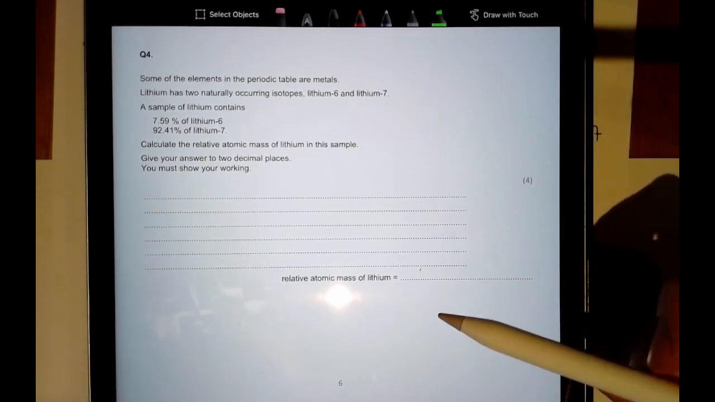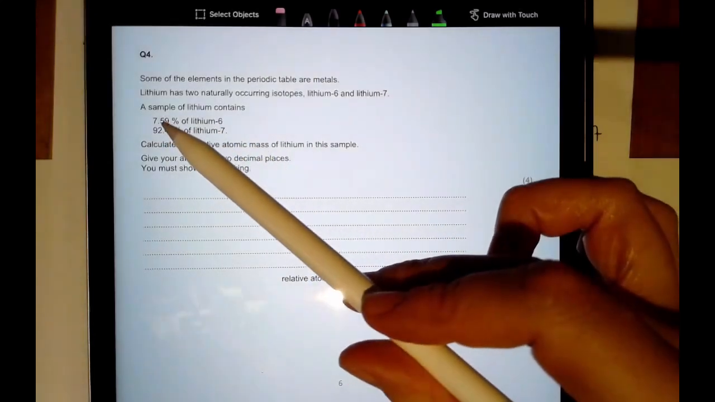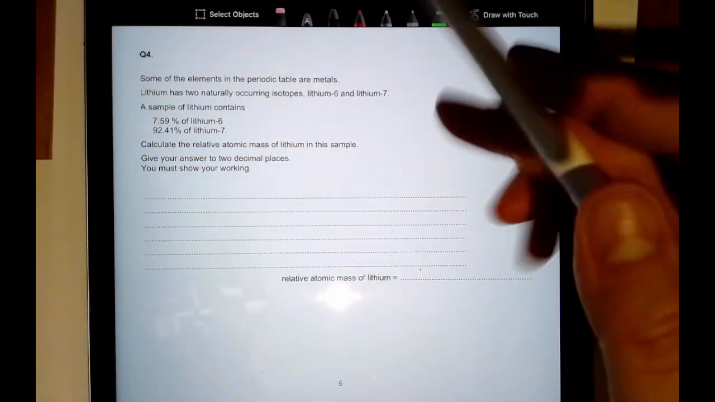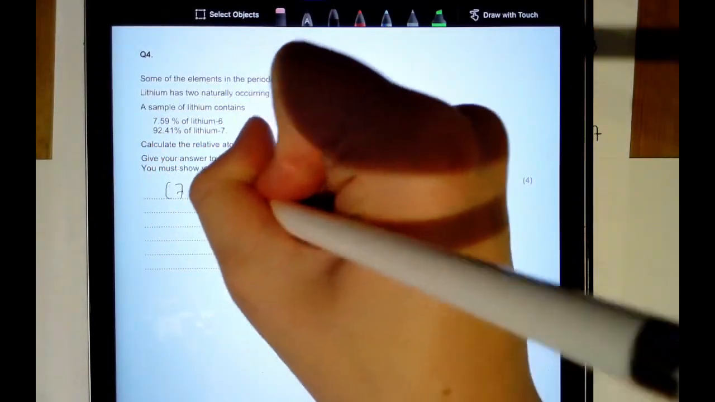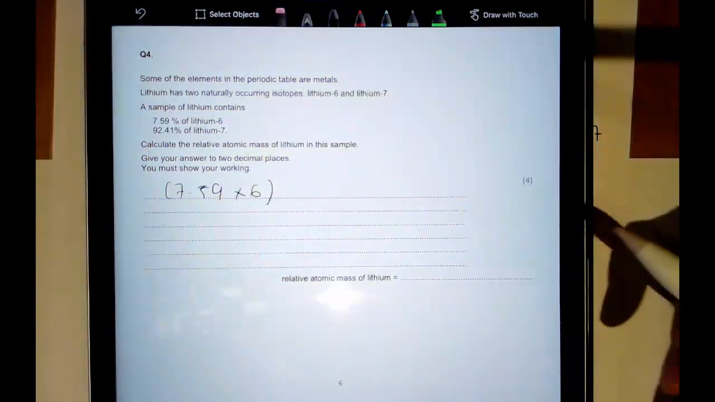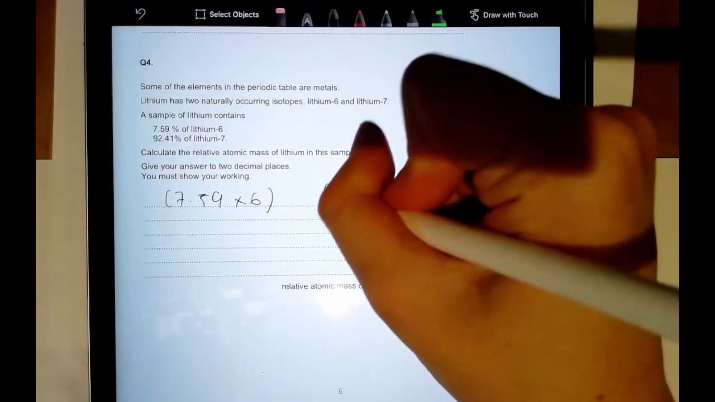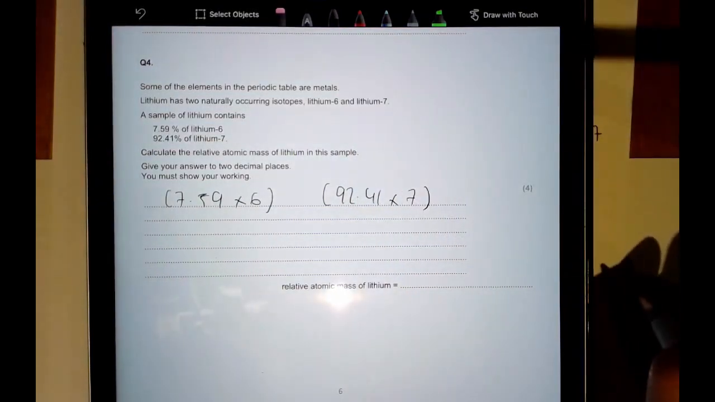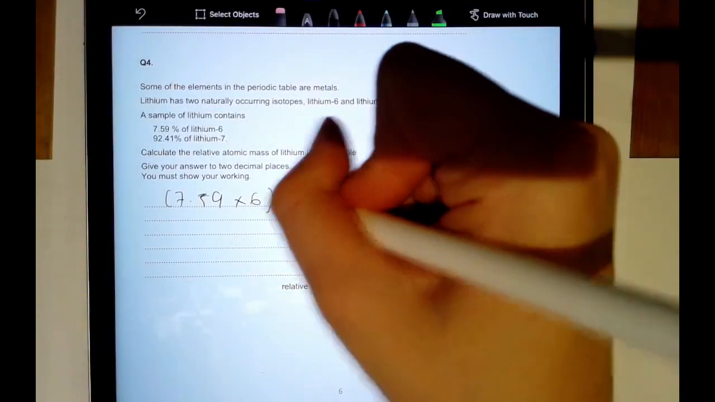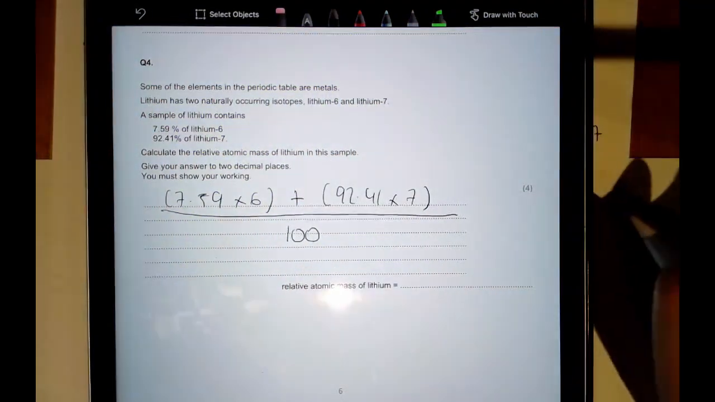It's a really simple calculation, okay? All you need to do is the percentage times the mass number. So I've got 7.59. The mass of lithium is 6, all right? It's not minus 6, that's just a dash. Then I do percentage, 92.41, times the mass number again, which this time is 7. I add those two values together, and because I'm dealing with percentage, I divide by 100.